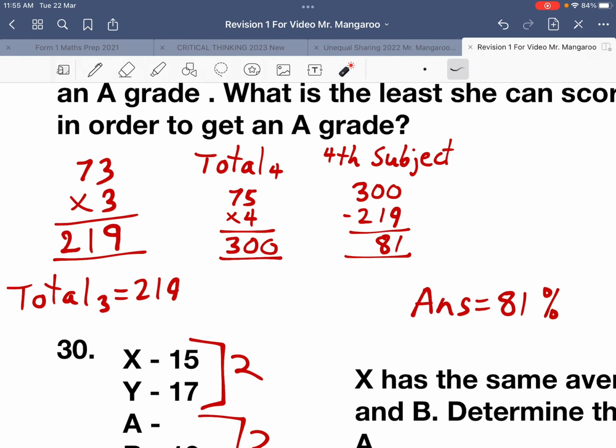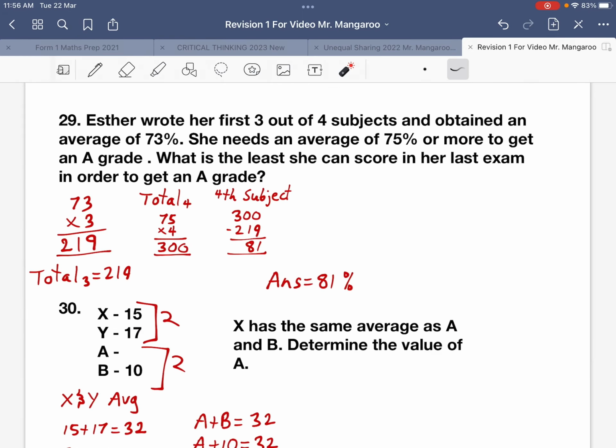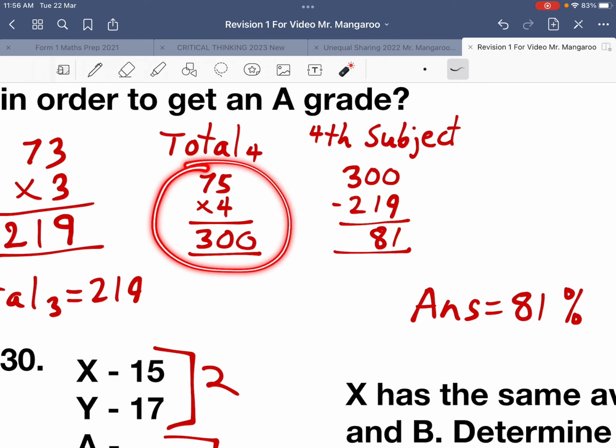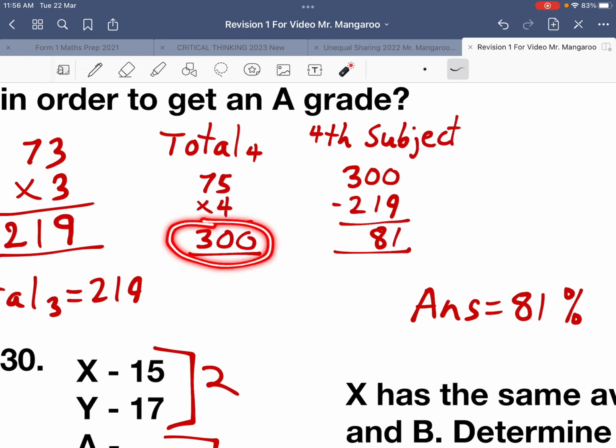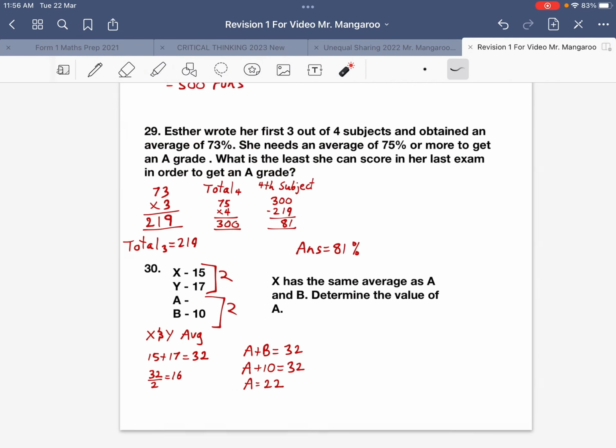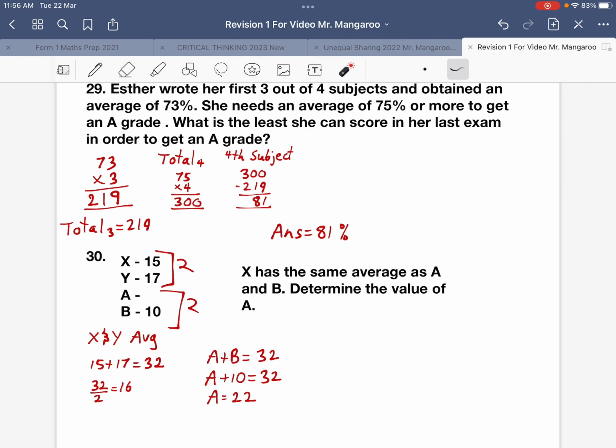So let's look at that. They gave us the average for the 3 subjects. That gives a total of 219. She wants a 75% average for the 4 subjects. So that gives us a total of 300. 75 by 4. So the difference would be, 300 is needed. She has 219. So she needs 81 in her 4th subject. 81%. Number 31. So we have 4 numbers, 1 missing.